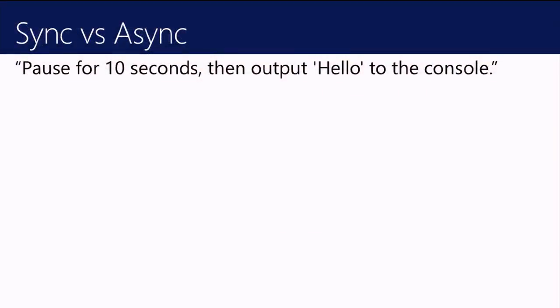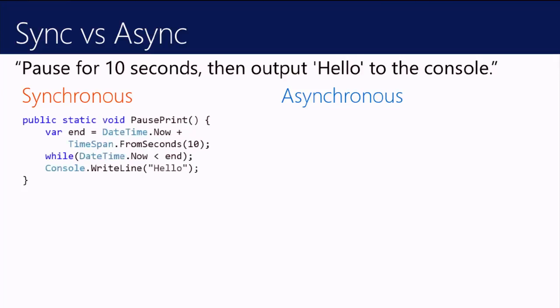So let's just look at one example. Sync versus async. We have some simple method we want to write. It's going to pause for 10 seconds and then output hello to the console. So if you have the synchronous version of this, don't actually write code like this. Don't do that. That's not the way to wait 10 seconds, but you can imagine waiting 10 seconds like that. You set an end time, and you just keep looping forever. You spin until 10 seconds have elapsed. So that's one way to do it.